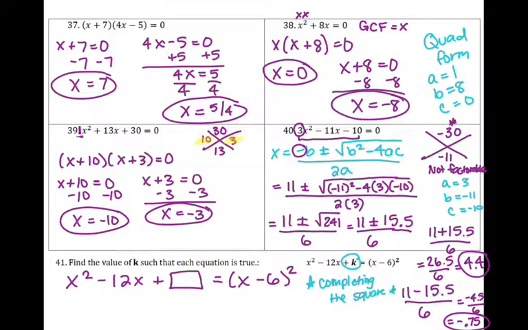Now, how the heck do you complete the square? Well, I'm going to take half of b. So here's my b. So I'm going to take half of b and I'm going to square it. So half of b is negative 12 divided by 2, which is negative 6. Squared is 36. So that means k equals 36.